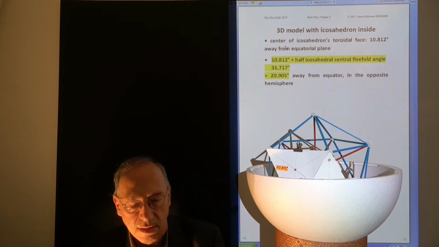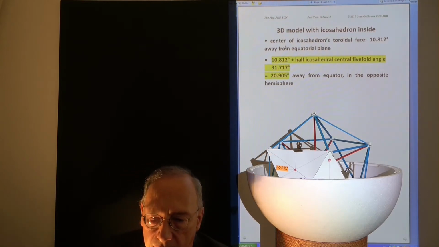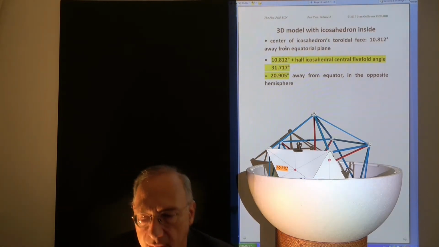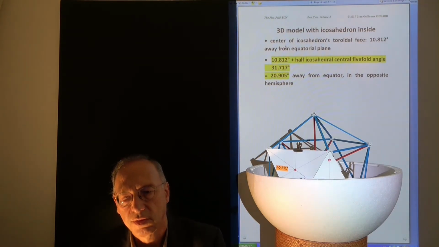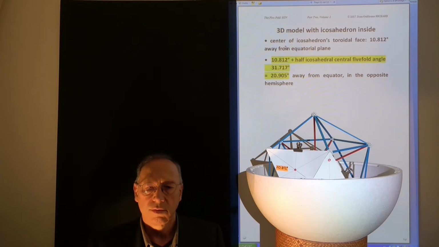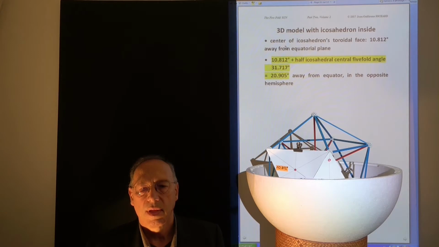Inside is a wire model of the suggested icosahedron inside the Sun, which was already shown in an earlier video to illustrate the several remarkable angles in such an icosahedron. Now it is shown in a hemisphere of a spheroid like the Sun.